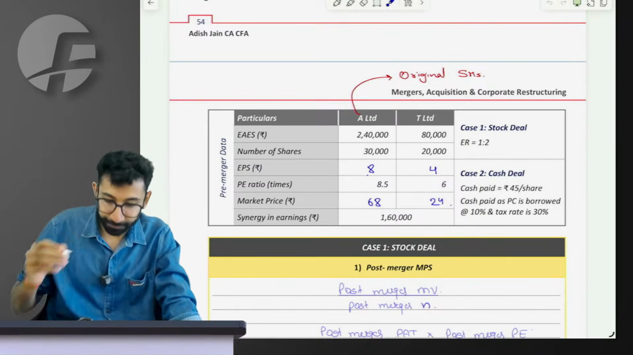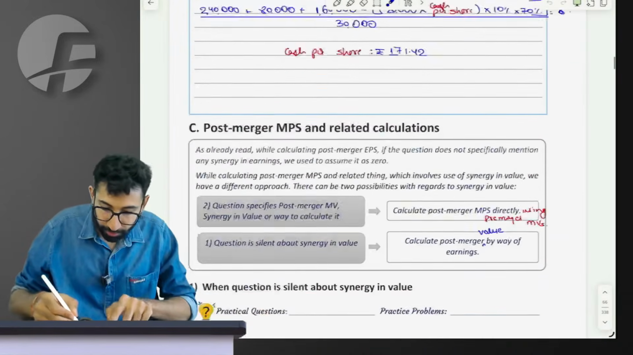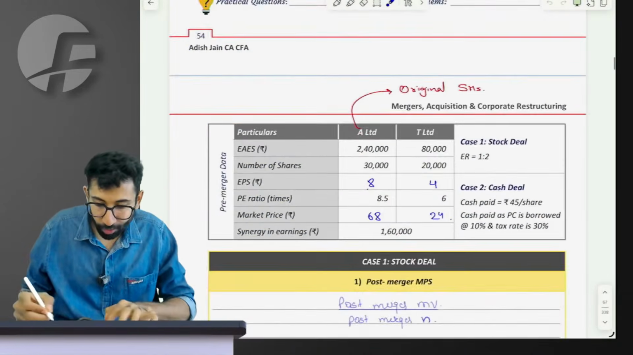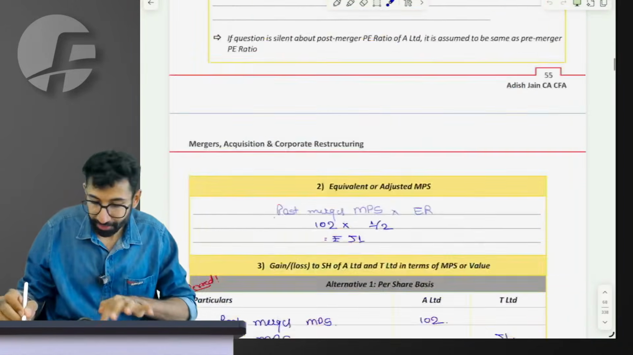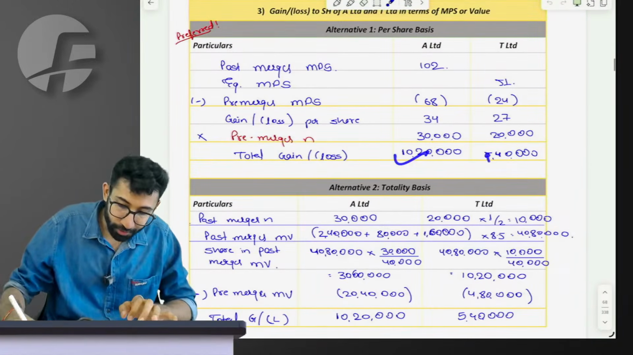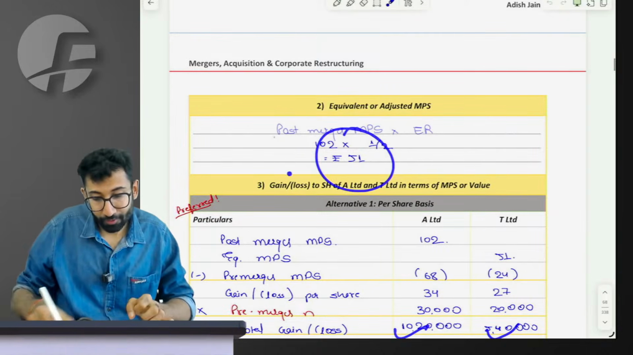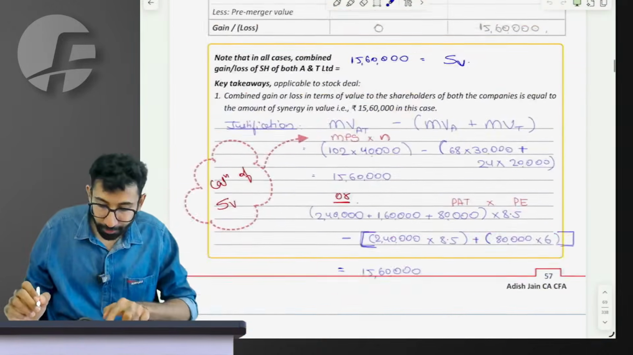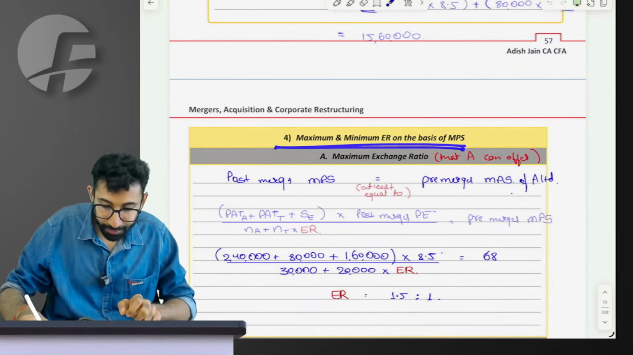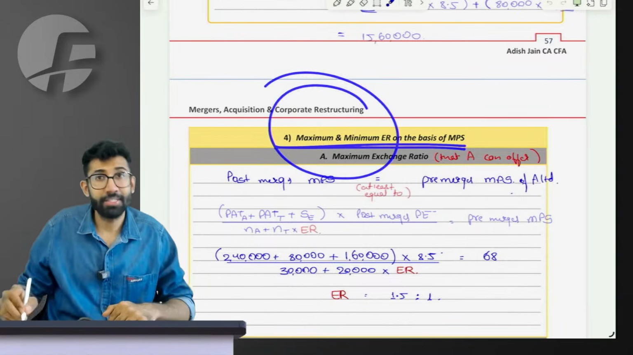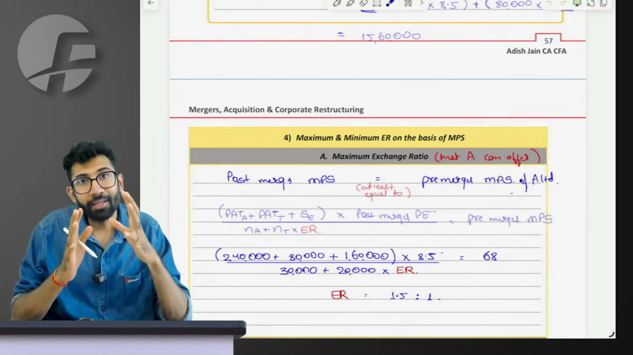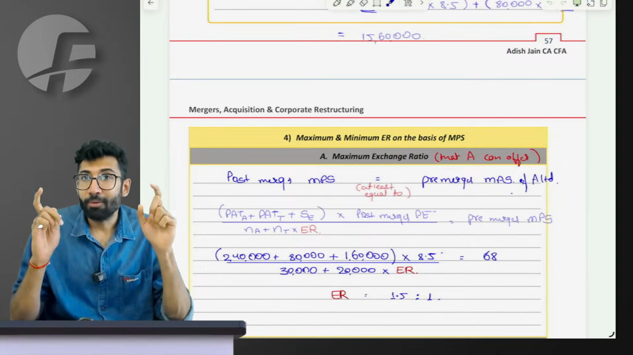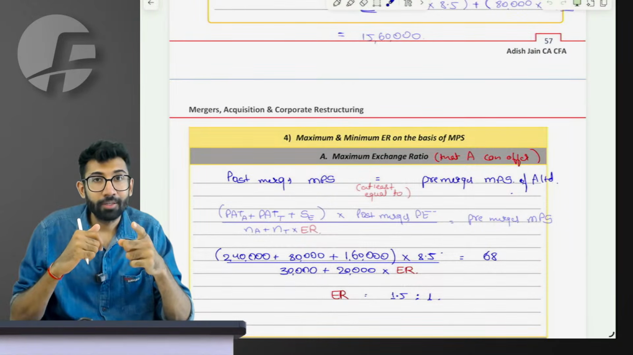it says that post merger MPS can be found by way of earnings. So you found post merger MPS, right? Then you found gain loss using equivalent as well. Fine. So now you have to learn the maximum and minimum EPS. Sir, who tells the maximum? The acquirer. Who tells the minimum? The target.